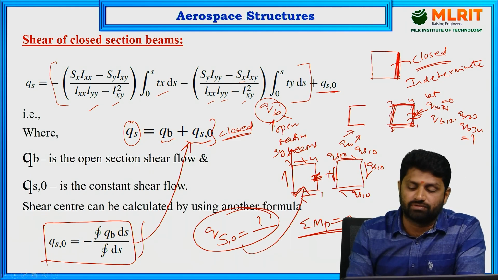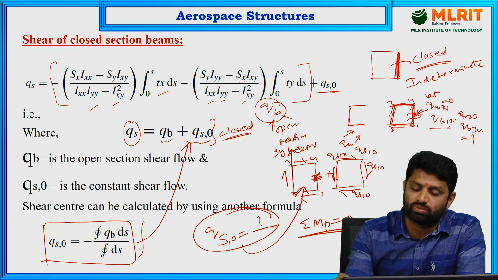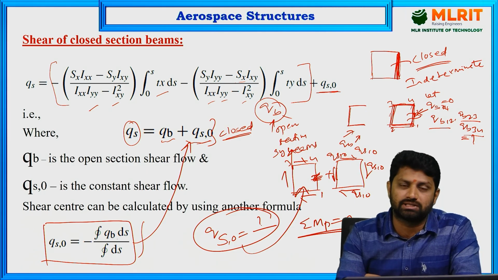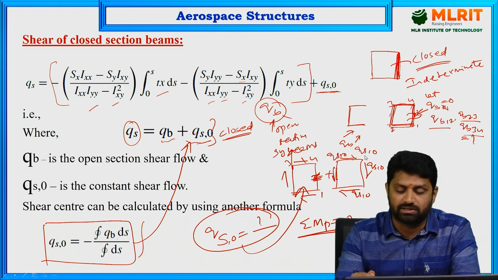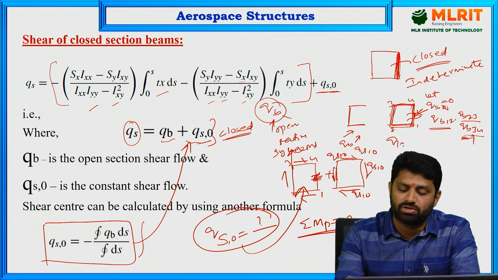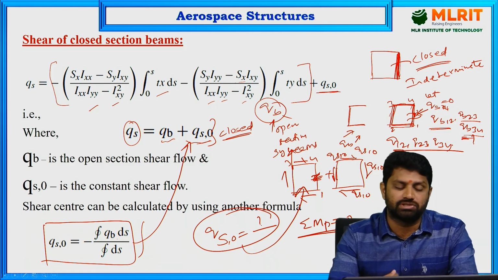Once you get this Qs0, you have to superimpose it onto this diagram to get the actual shear flow. So you have to add this Qs0 to all these Qb values: Qb12 plus Qs0, Qb23 plus Qs0, Qb34 plus Qs0. Then it becomes the actual shear flow. Sometimes if they are in the same direction it may add, and if they are in the opposite direction it may subtract. After adding Qs0 to these Qb values, you get the actual shear flows, that is Q12, Q23, Q34. This is how we basically do the closed section shear flow procedure.